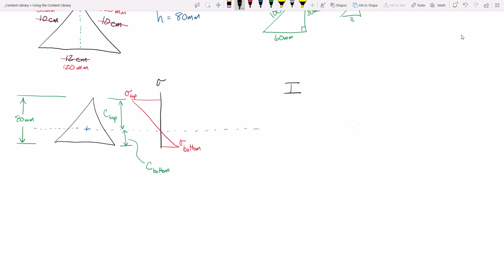So, the moment of inertia, as we said, is BH cubed over 36. And again, the reason it's 36 and not 12 is because we're not looking at a rectangle. We're looking at a triangle. So, BH cubed over 36 is 120 millimeters times 80 millimeters cubed over 36. And what does that equal? I can use scientific notation if you want. Hold on, I'm going to break out my calculator on my phone and follow along with you, because I didn't bring my calcs for this one.